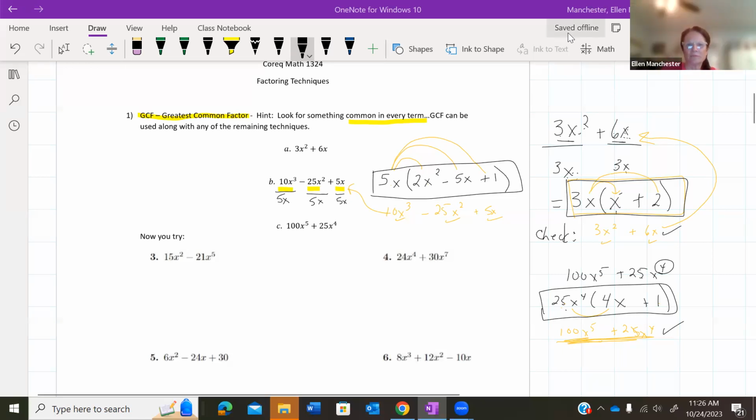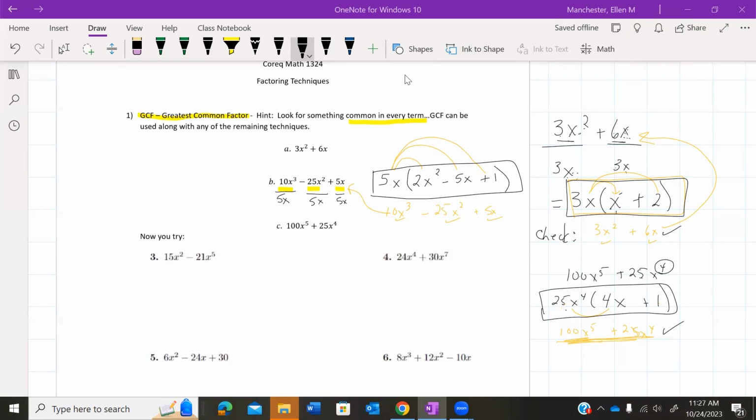Okay. I just realized I was on mute. So go ahead and pick any two of those four, and then in the chat, type the number that you did, and then the answer that you got. For number 3, either 3, 4, 5, or 6. You pick.